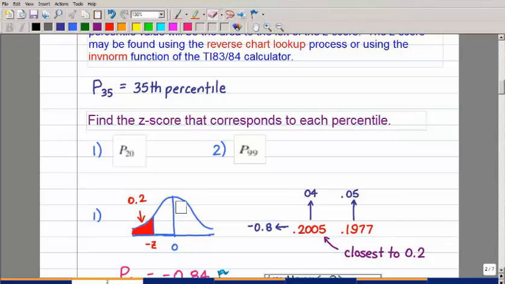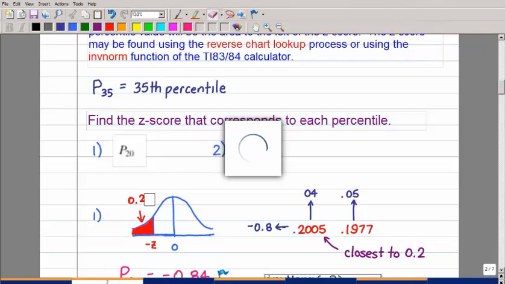Now I have a little sketch here. That's not necessary, but the 0.2 area to the left certainly guarantees that our z is going to be negative. In fact, if your percentile is less than 50, your z is negative. If it's greater than 50, it's positive. If it was 50, that would just be your median, which is the same as the mean in the normal distribution. So it would be 0.